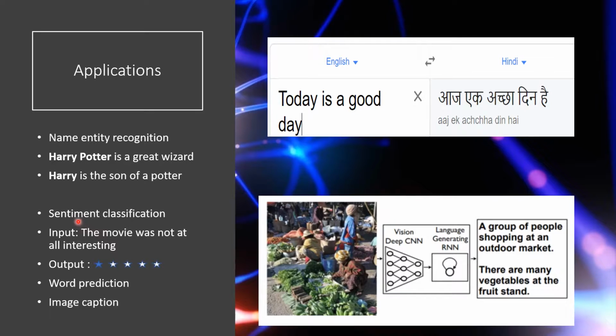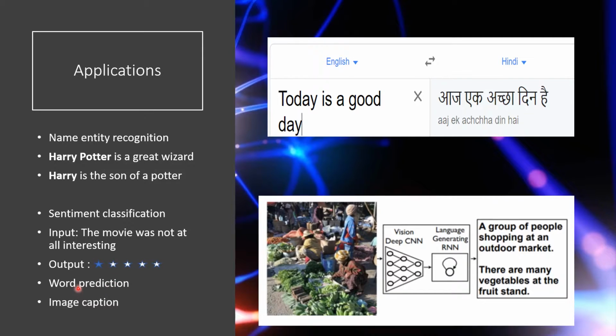Another example is sentiment classification. Reviews are given by many people, and the machine interprets and translates it into a rating scale from 1 to 5. Example, the movie was not at all interesting. In this case, the output generated by the machine would be 1.